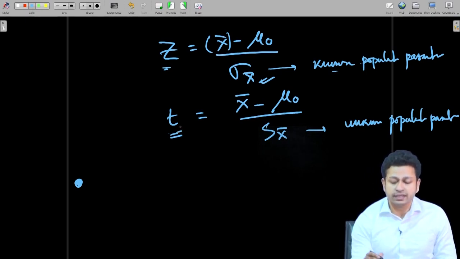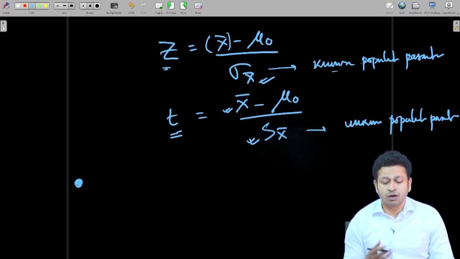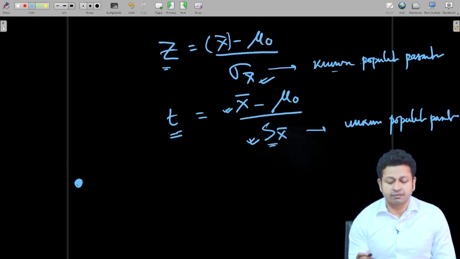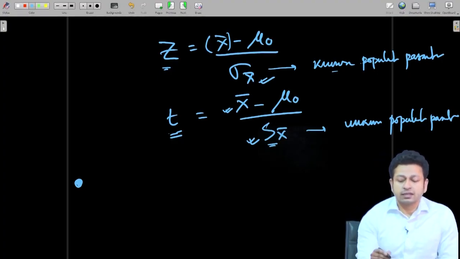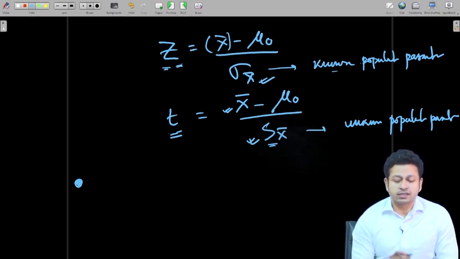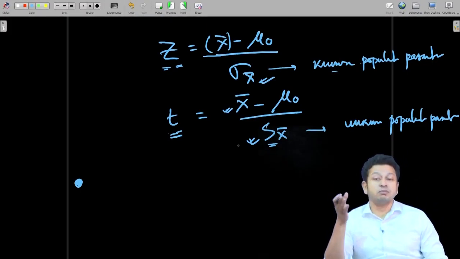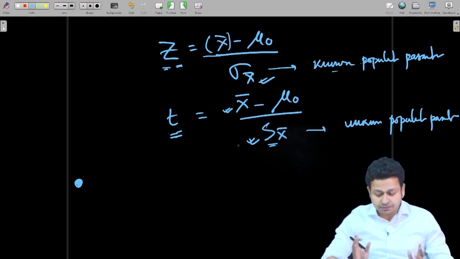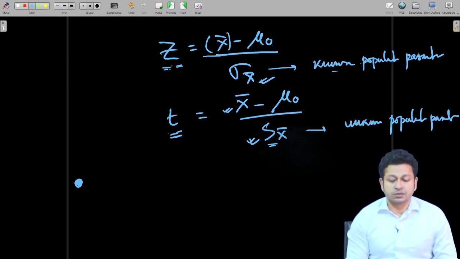But in case of T, your x bar is a random variable, and at the same time your Sx bar is also a random variable, because as you draw random samples, you get different values of Sx bar, and that is why it keeps on changing. So, the Z distribution has a random variable only in the numerator, and the T distribution has a random variable both in the numerator and denominator, and that is why the T distribution is a little more complex than the distribution that you get for Z, which is a normal distribution.